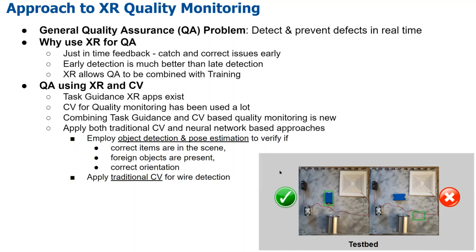Here you can see an example. The picture on the left shows correct assembly based on all the right objects being present and their poses being correct. And the picture on the right is an example of incorrect assembly where some of the objects are in the wrong pose. And now I'll turn it over to Eric to discuss in detail the dataset creation, training, inference, and evaluation for deep neural network models.